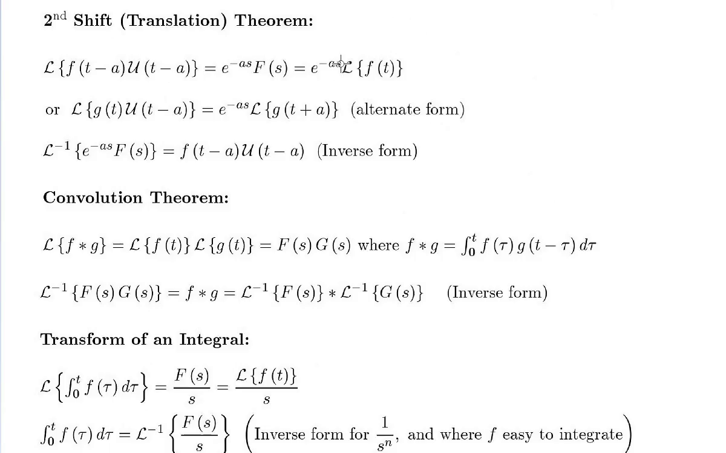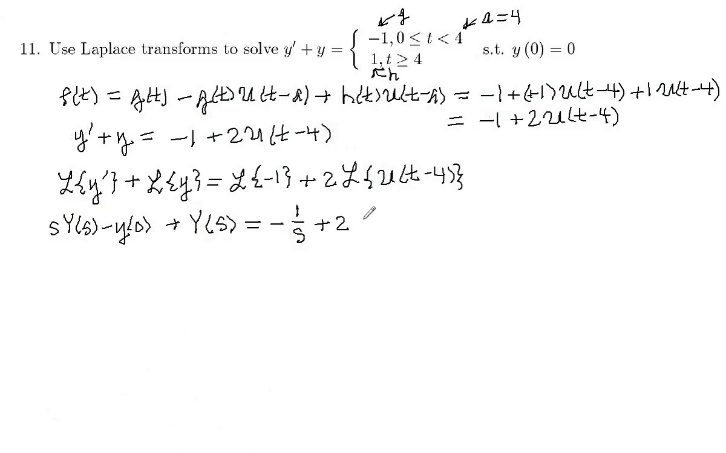Okay, so our Laplace transform of 1 is 1 over s. So it's e to the minus as over s. Remember here that if your f of t minus a is equal to 1, then you get e to the minus as over s. That's a special case of this second shift formula. So this is going to be e to the minus 4s over s.